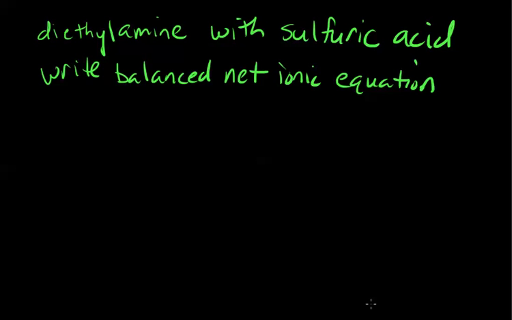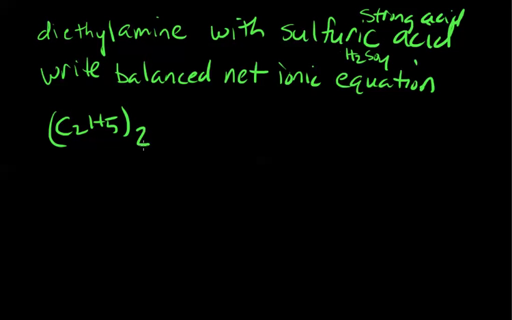So here's an example of a problem where you need to write a balanced net ionic equation. You're going to have diethylamine with sulfuric acid. Now sulfuric acid is H2SO4, and we know that sulfuric acid is a strong acid. Now, diethylamine has a formula of C2H5, that's the ethyl, and there's two of those, and NH.